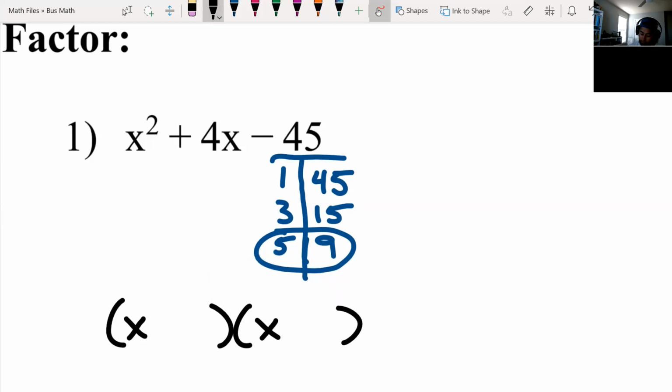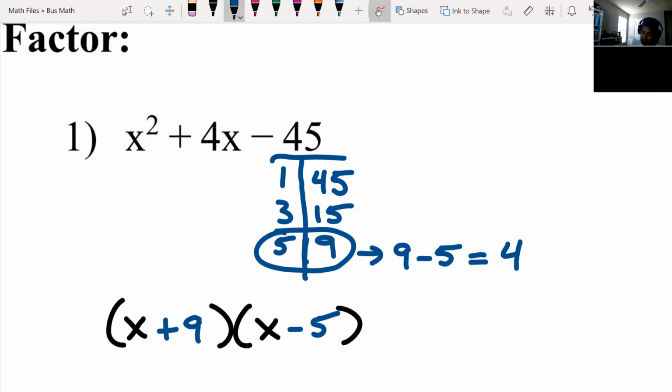So how could you write 9 and 5 to give you 4? Which number is going to be negative? Negative 5. Good. So 9 minus 5 would give me a positive 4. This means when I input the numbers into the parentheses, I'm going to make this x plus 9 and x minus 5, just as I have written them there. I have a positive 9 and I have a negative 5. And guess what, guys? It's factored.